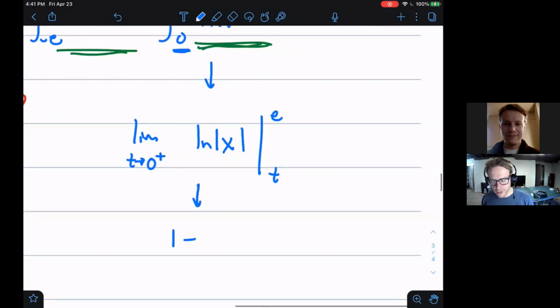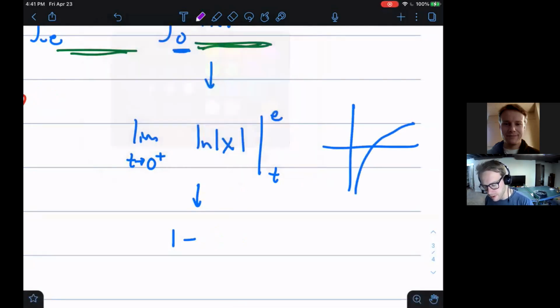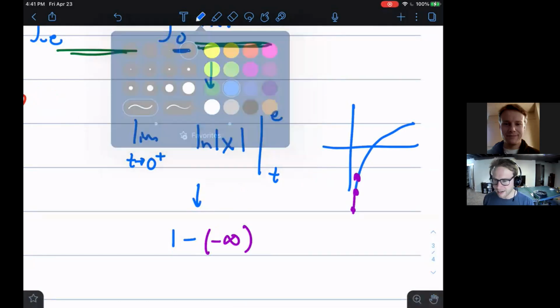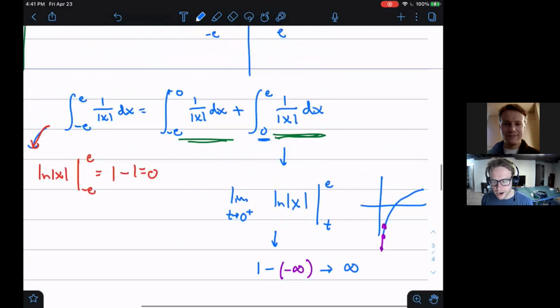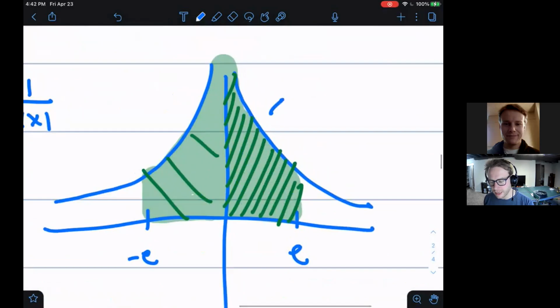And now let's think about the natural log. So here's what our natural log looks like. And if we plug in something that's very, very close to 0, we're getting very, very close to zero, this is going to be going down towards negative infinity. So this is going to be approaching negative infinity. So we have 1 minus negative infinity. And minus a negative is going to be the same thing as adding this. And so we can see that this is going to go off towards positive infinity, so this diverges. This area right here diverges towards infinity.